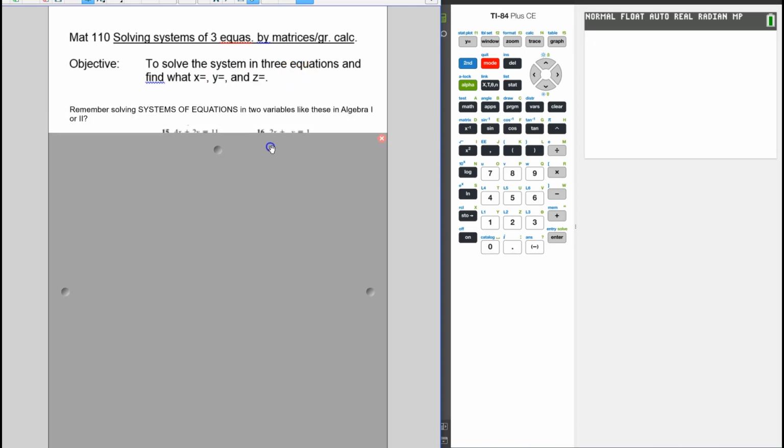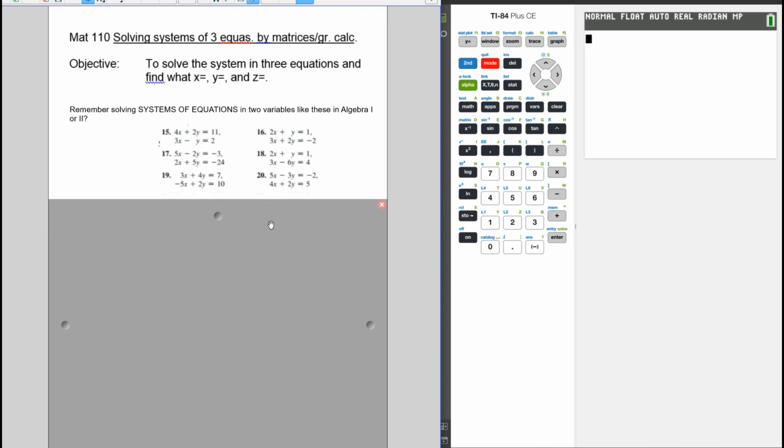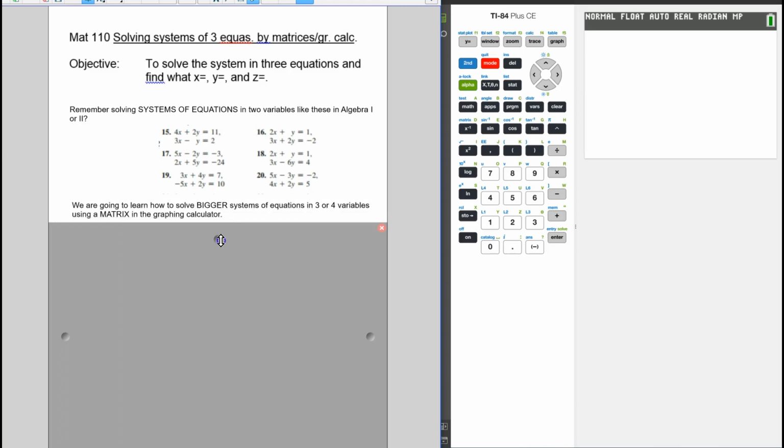Now, back in your Algebra 1, Algebra 2 days, you saw some little problems like this that had two equations and two variables, just an x and a y. And maybe you remember some of the ways that you solved those. But now we're going to bigger ones that have 3 or 4 variables. And it's really difficult to use those same steps that you did back then. So we're going to learn how to use a matrix in our graphing calculator.